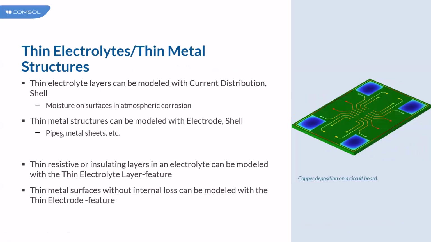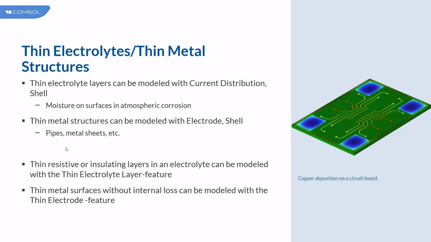Thin electrolyte layers can be modeled with the current distribution shell interface, such as moisture on surfaces in atmospheric corrosion, or thin electrolyte layers in electrodeposition. And thin metal structures can be modeled with the electrode shell interface, such as pipes, metal sheets, and electric conductors on a circuit board.